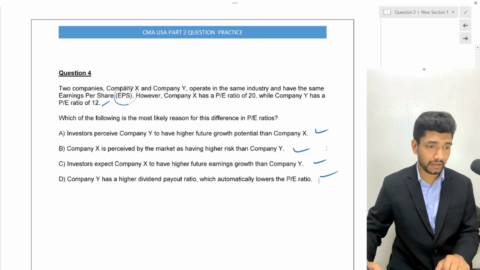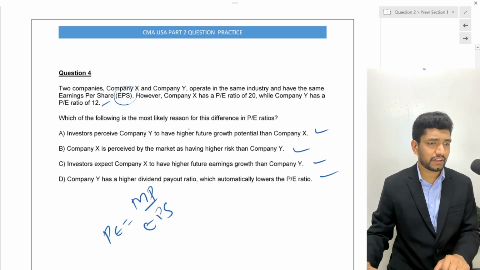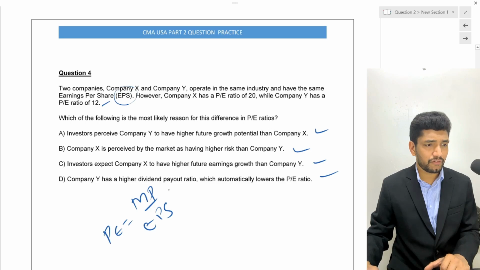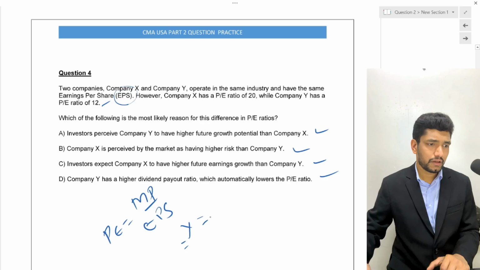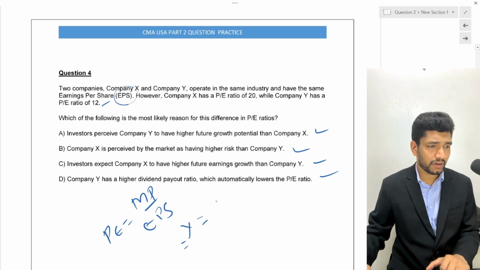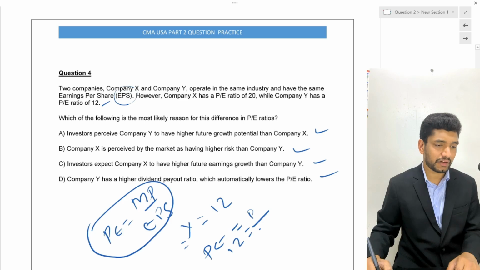So let's come to PE ratio. The formula for PE ratio is market price divided by earning per share. So here the PE ratio is already given, and the earning per share is also already given. So just come to company Y. Company Y, the PE ratio is already given. It is 12. So in this question, what you have to understand is the concept of PE ratio, that is market price per share divided by earning per share.